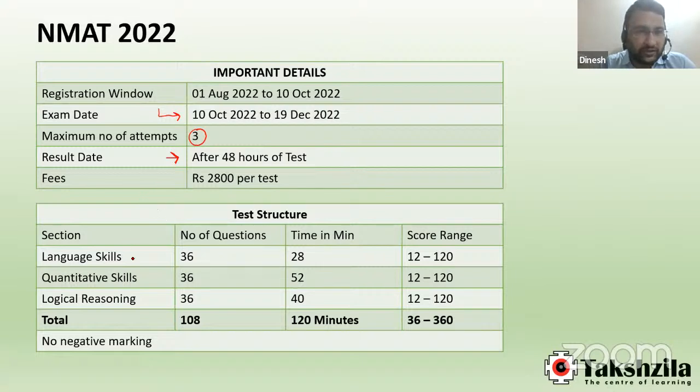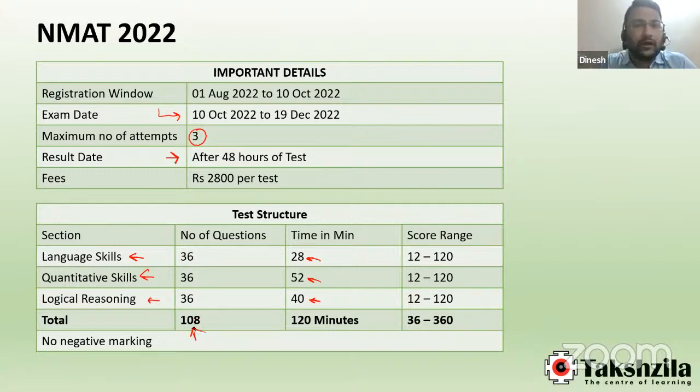The test structure: language skills is nothing but English, everyone, verbal ability. Then quantitative skills is quantitative aptitude, then logical reasoning. The distribution is equal, 36 questions each section, but the time allocated is different, everyone. For 36 questions of English, there are 28 minutes. For quantitative aptitude, 52 minutes, and for logical reasoning, 40 minutes. So both the exams are speed-based exams. There are very few difficult questions. All the questions are going to be easy, a bit lengthy, but not difficult. There is no negative marking in NMAT, everyone. It is 120 minutes, 108 questions.